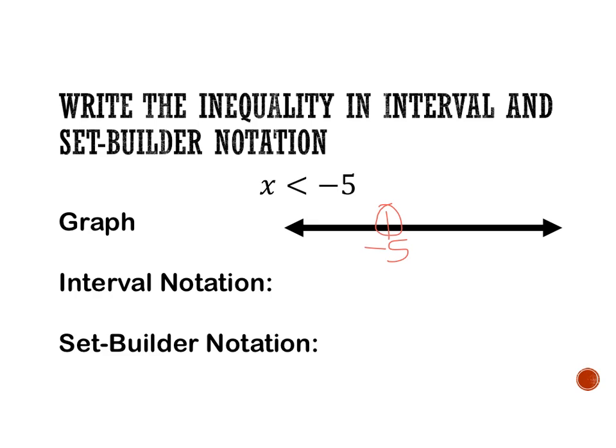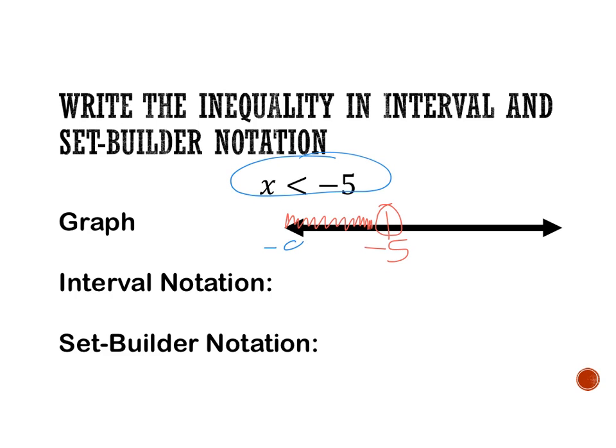Now, since I have my inequality written in this format, variable, inequality, number, my inequality is an arrow that points in the direction I shade. So from my starting point, I shade to the left all the way to my arrow.